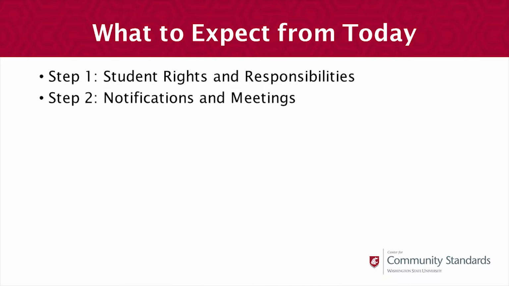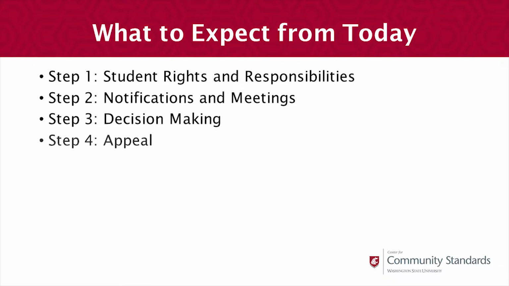The second step is to provide students with notifications of meetings and hearings. The third step after a hearing is decision making. The fourth step, if the student decides to disagree with the conduct officer or conduct board's decision, they can appeal to the University Appeals Board. Again, there is an entirely separate process for academic integrity, which we will discuss in more detail at the end of this presentation.